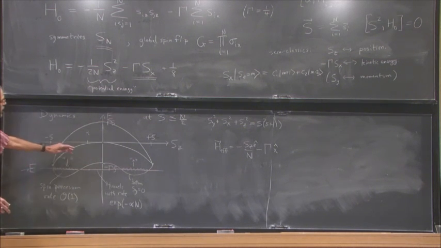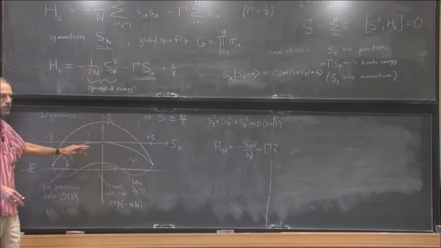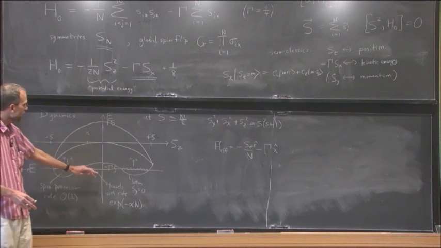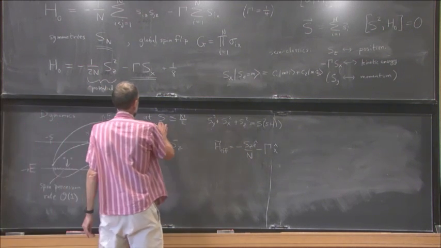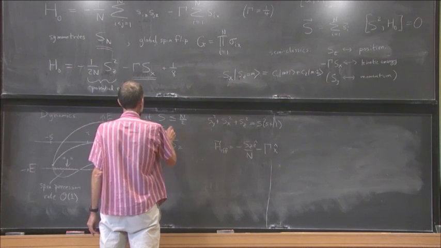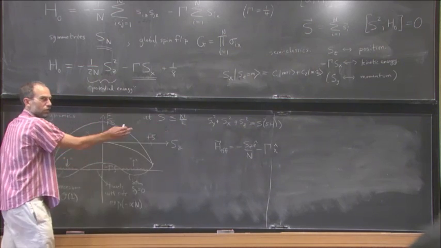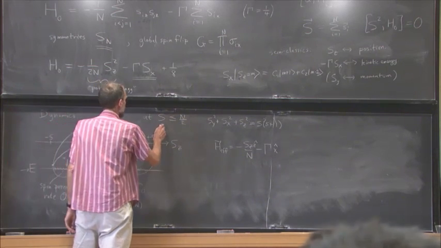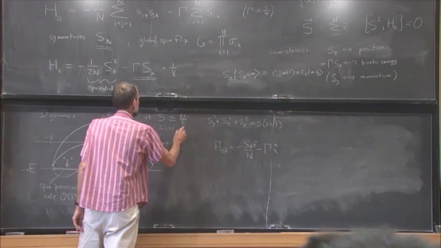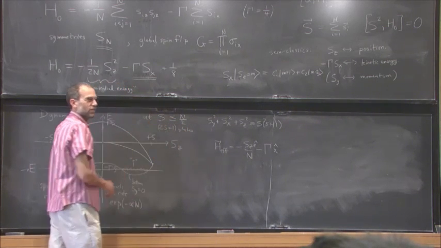So the eigenstates of this: if I fix S and I solve this quantum problem, then if I have a given S, Sz runs from minus S to S by integers. So there are 2S plus 1 states for a given S.